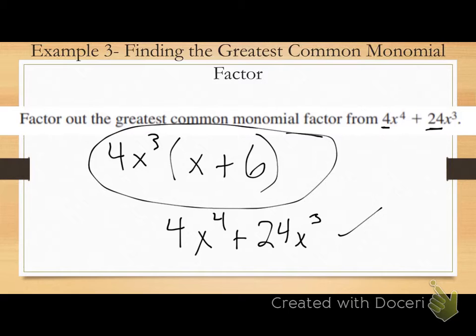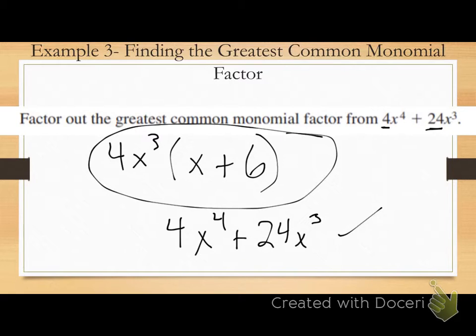Now, how do I know that I got the correct greatest common monomial factor? Well, is there any other number besides 1 or 6 that goes into 1 or 6? Nope. Do they have any more variables in common? No. If you've taken out everything that they have in common, then you know you've factored out the greatest common monomial factor.